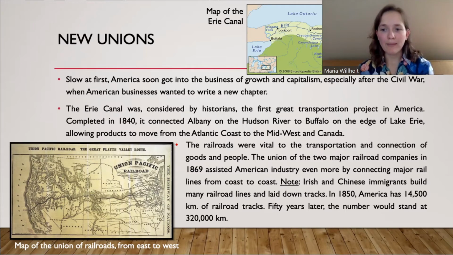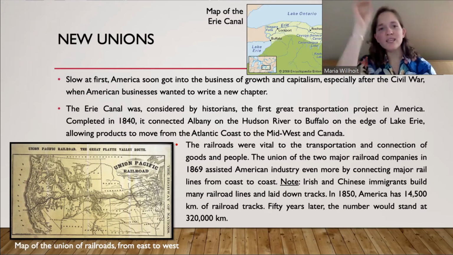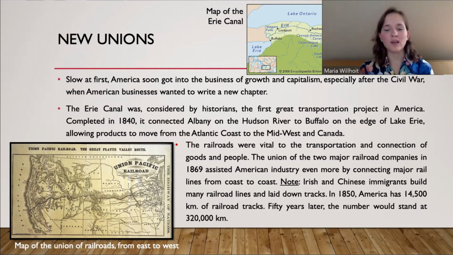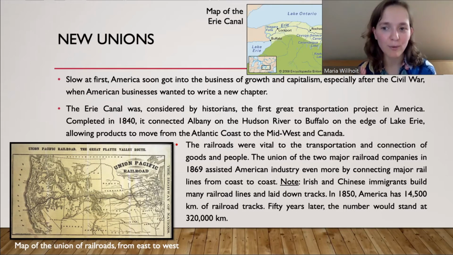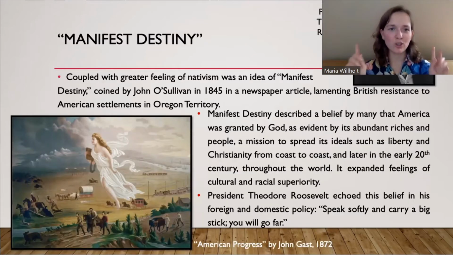So, I just want to emphasize the difference in railroad tracks, in terms of the amount. In 1850, America had 14,500 kilometers of railroad tracks. And 50 years later, we would increase that number to 320,000 kilometers. That's ginormous. That's incredible. I can't even fathom that. So we really expand. And of course, with the railroads, a lot of people become rich, especially Cornelius Vanderbilt.